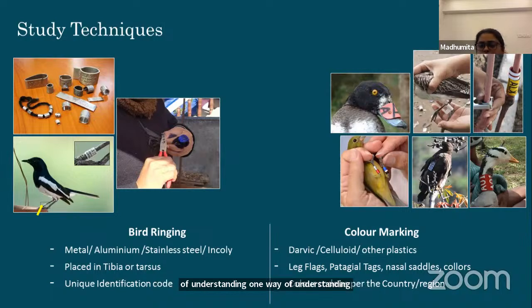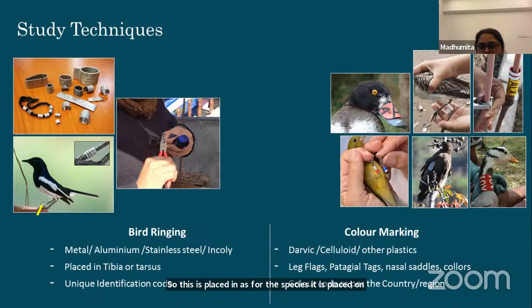Bird ringing and color marking are there, and there are many others. This particular technique can be used to understand many aspects of bird life history; here we are using it for understanding the migration pattern. Bird rings are unique steel rings made of alloy metals. They will have a unique size and a unique number which will be fitted to them. As per the species, the ring is placed on the tibia or the tarsus, and it has a unique identification code.